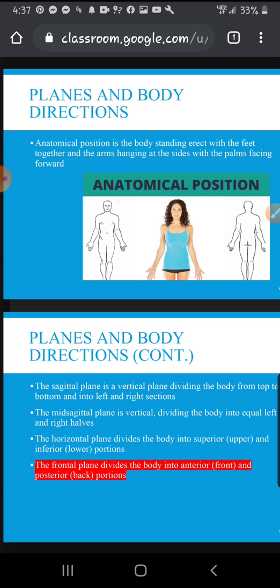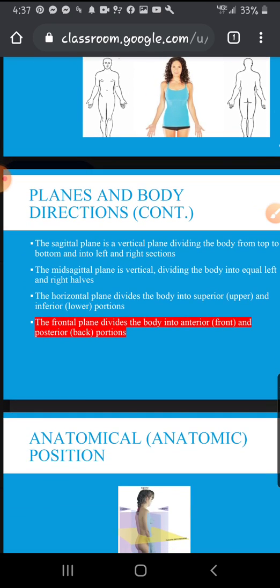Next we have the sagittal plane. The sagittal plane is a vertical plane dividing the body from top to bottom and into left and right sections. The photo below will explain that a little bit better. The mid-sagittal plane is vertical. It's dividing the body into equal left and right halves. So vertical is just straight up and down, just a straight line, okay?